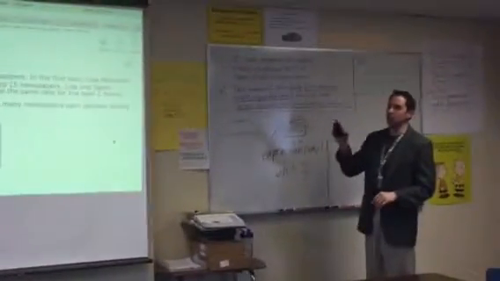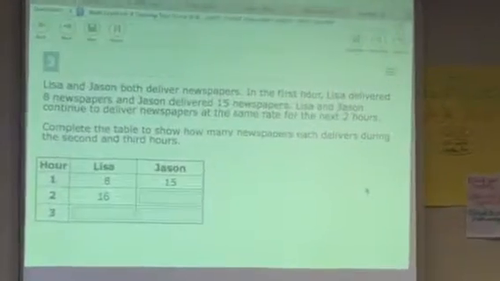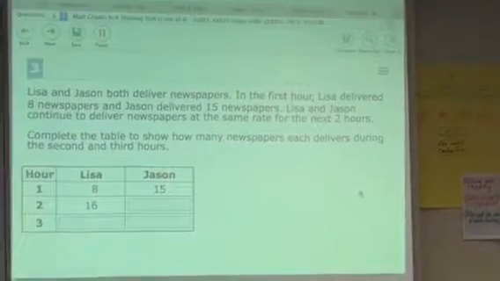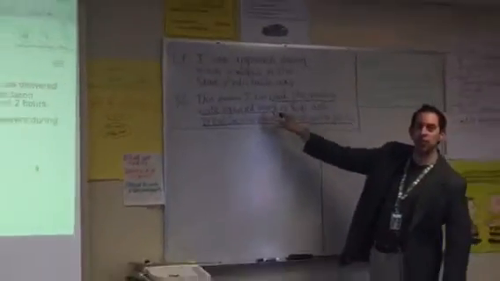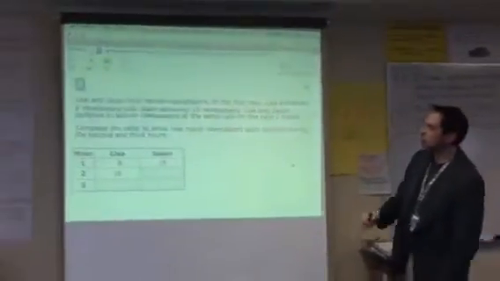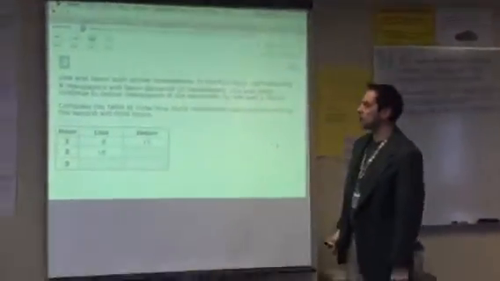This is a very different looking problem. I don't have a diagram from which to work, and it looks like it's not an equation tool where I'll be entering my answers. So we're going to chunk the reading, and we're going to write organized work as we go. Lisa and Jason both deliver newspapers.